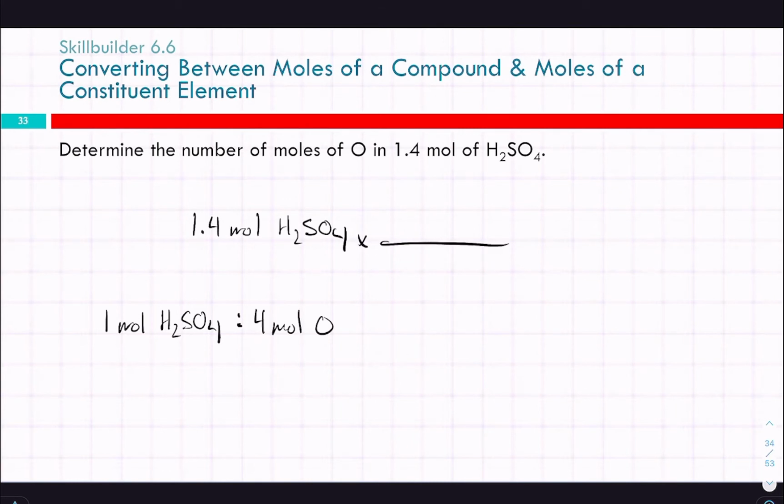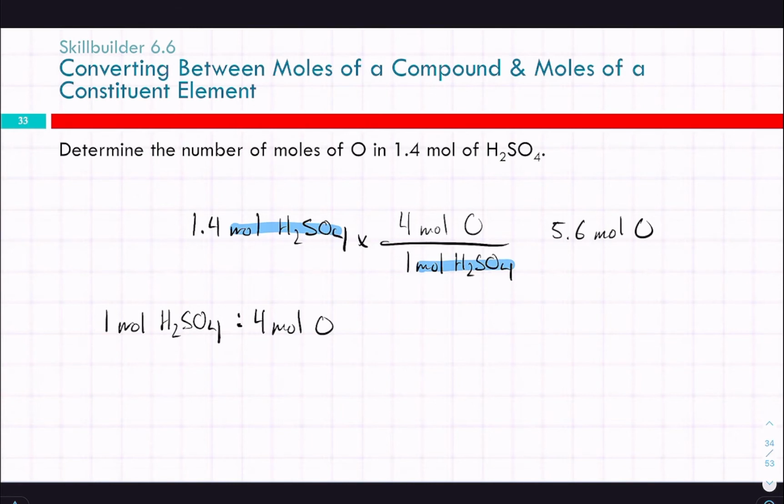So as a conversion factor then, we'll put 1 mole H2SO4, since that matches moles of H2SO4, and 4 moles of oxygen. So we get 5.6 moles of oxygen. So it's always just the number of atoms is the ratio between that type of atom and the molecule.